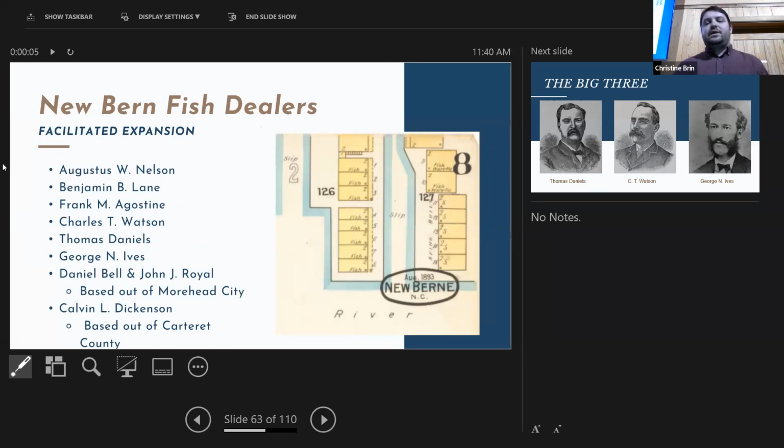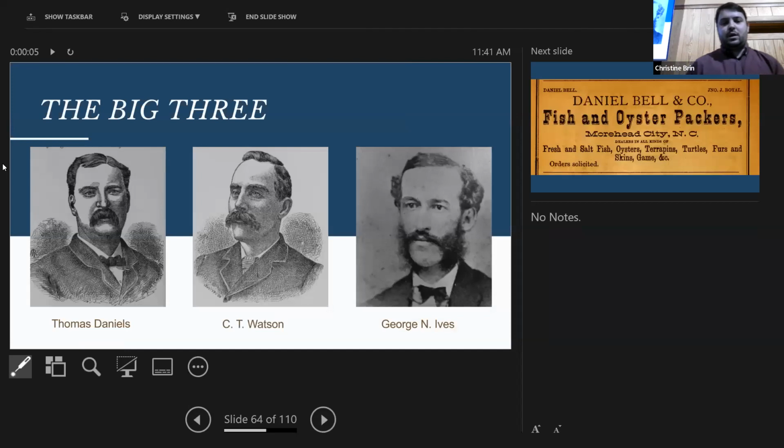So some of the big name fish dealers out of New Bern that were really able to facilitate the expansion of the commercial fishing industry, not only on the Neuse, but elsewhere in the state, are men like Augustus Nelson, Benjamin Lane, Frank Augustine, Charles Watson, Thomas Daniels, George Ives, Daniel Bell, and John Royal of Morehead City, who had extensive business dealings in New Bern and along the Neuse, as well as Calvin Dickinson. And so I'll speak specifically to sort of these big three.